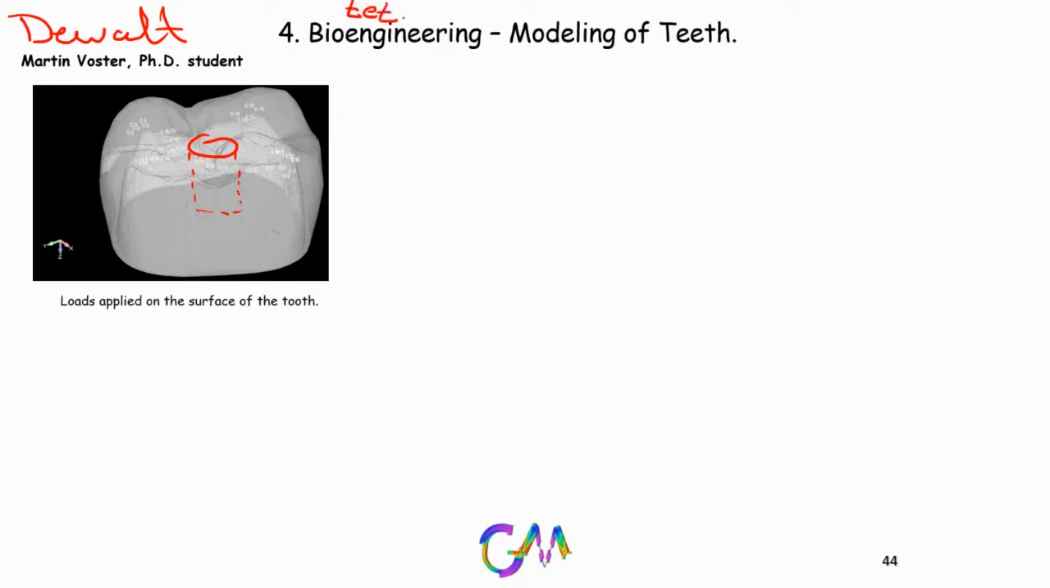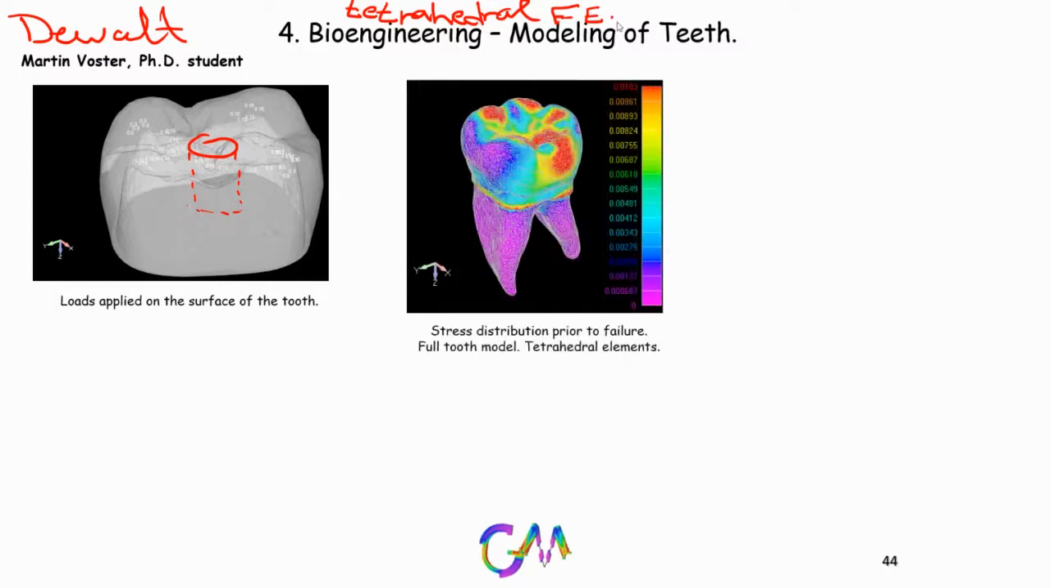tetrahedral elements. Did you speak about tetrahedral elements? All right, so you know what tetrahedral elements are. This is the model of a tooth which consists of different materials, right? The enamel, dentin, gutta percha, don't ask me what that is, the bone, the roots, and so on, right?